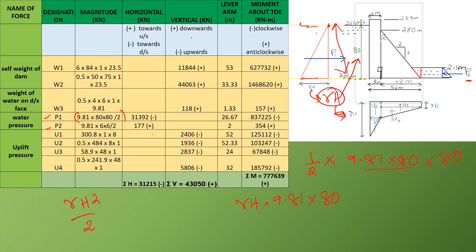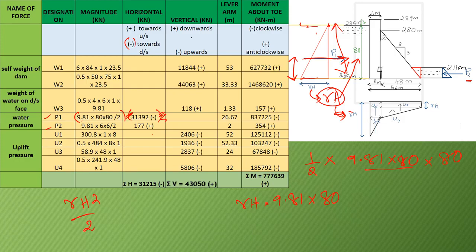So that sums up to 31,392, and according to our sign convention it is acting in the downstream direction and it is horizontal. So it is taken as negative and it is written in the column corresponding to horizontal forces. Now next we need to find out the lever arm. Lever arm is this height from the toe.